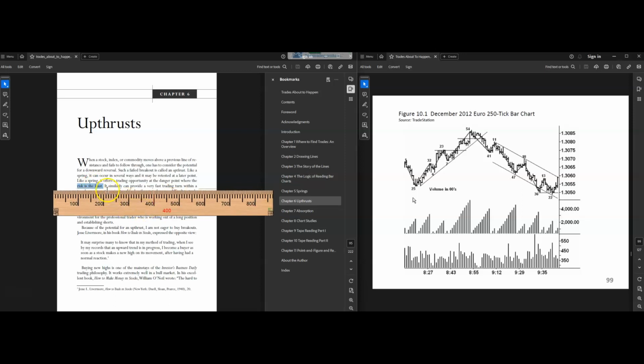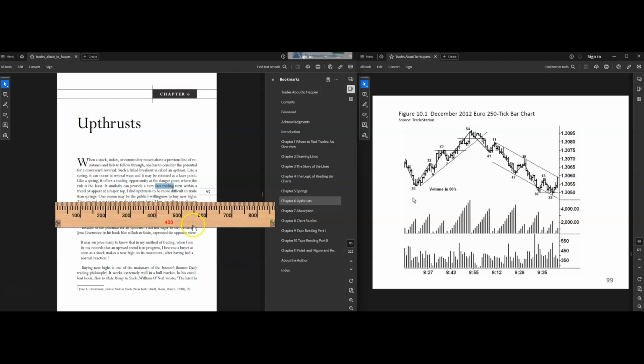Coming back to this, it similarly can provide a very fast trading turn. Just like a spring, an upthrust is fast. You don't want to wait there. You don't want to wait, it's dingle dangle, it's not working. And we need quick moves because you don't want to wait all day for a trade to work out. So this is a fast trading opportunity.